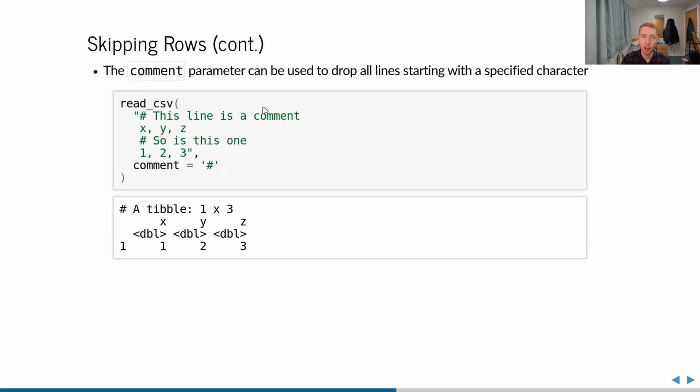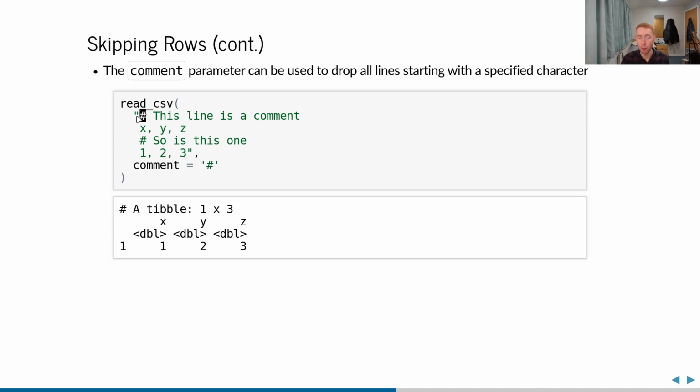And so another parameter we can use, fairly similar, is the comment parameter. And that's used to skip certain lines that begin with a certain character. And this is a character that's going to represent a comment line, so a line that's not data, but just used to comment the data and give more information about it. So an example comment symbol might be a hashtag.